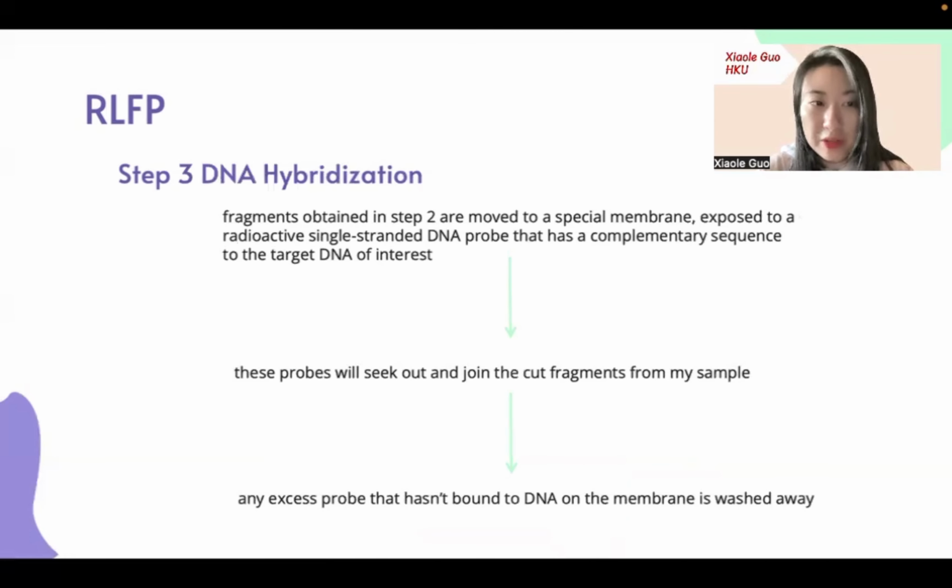And then we put the fragments separated from step two onto a special membrane exposed to a radioactive single-stranded DNA probe that has a complementary sequence to the target DNA of interest, for example, the DNA found at the crime scene. And this probe will seek out and join the cut fragments from my sample, the sample from the suspect. Any excess probe that hasn't bound to the DNA of the sample on the membrane is washed away.